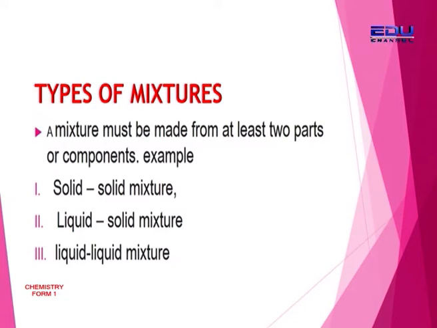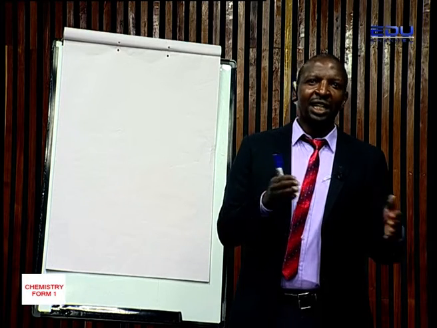Let's now look at the types of mixtures. We have the solid mixture, which is made up of two solids mixed together, like sand and iodine, common salt and sand. We can also have a solid-liquid mixture, like sand and water, sand and paraffin, soil and kerosene. We can look at liquid mixtures, like pentane and hexane, water and ethanol.